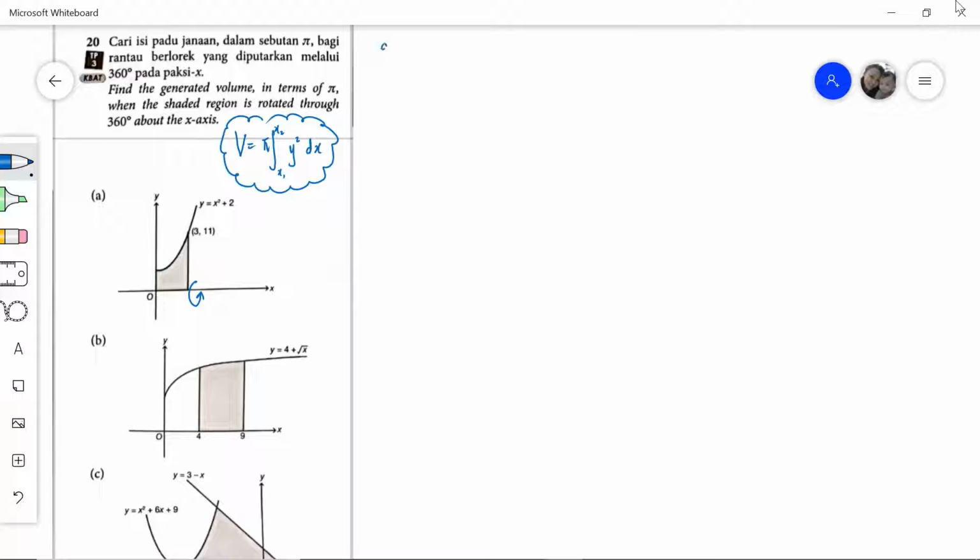Now, for the first part, we have the boundaries 0 to 3, so we can just apply the formula right away. The volume generated will be pi, with lower boundary 0, upper boundary 3, and then square the y. So we have x squared plus 2, and we got to square this part so that we can integrate with respect to x. Let's expand first: x to the power of 4 plus 4x squared plus 4 dx.